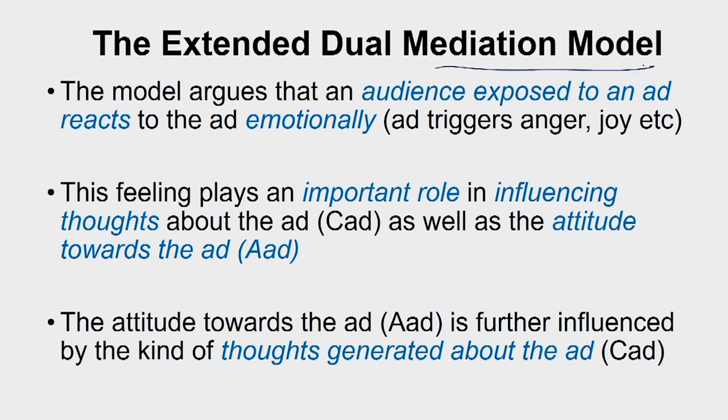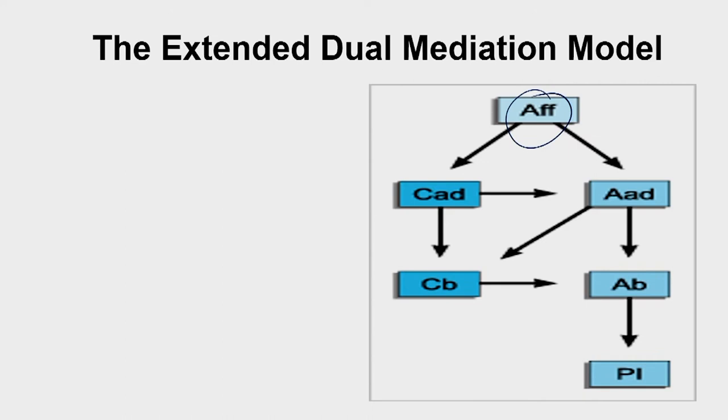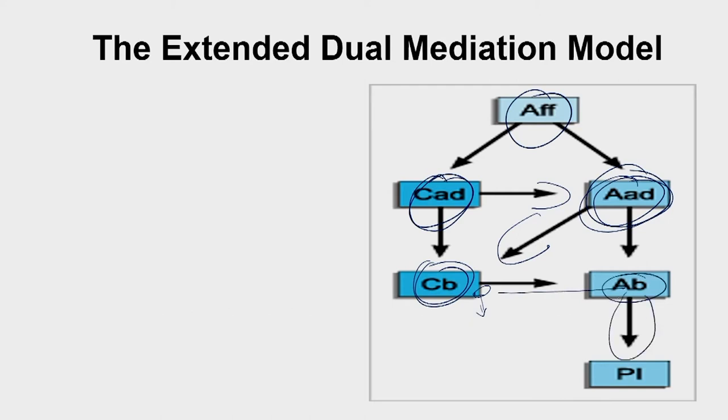Then we discussed the extended dual mediation model, which says that any advertisement leads to an emotional response, and this emotional response leads to a belief about the advertisement as well as a feeling about the advertisement. The belief also reinforces the feeling, and the feeling and belief form the attitude about the advertisement. This attitude leads to the formation of cognitions about the brand. Most messages are about a product and a brand in detail, so the cognition about the brand is influenced by the attitude about the ad and the cognition about the ad. The cognition about the brand, and about the company manufacturing the product, leads to attitude about the brand, which is also influenced by the attitude about the advertisement, and this finally leads to purchase intention.